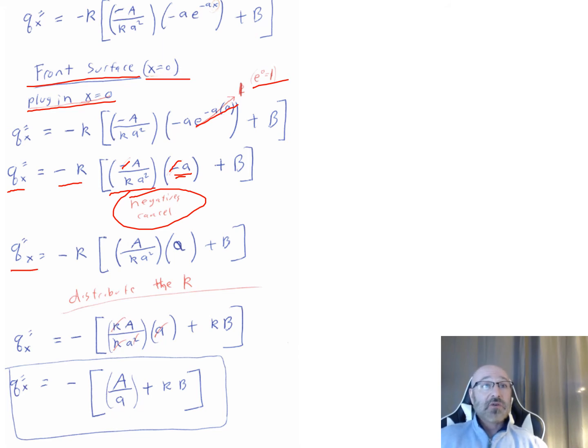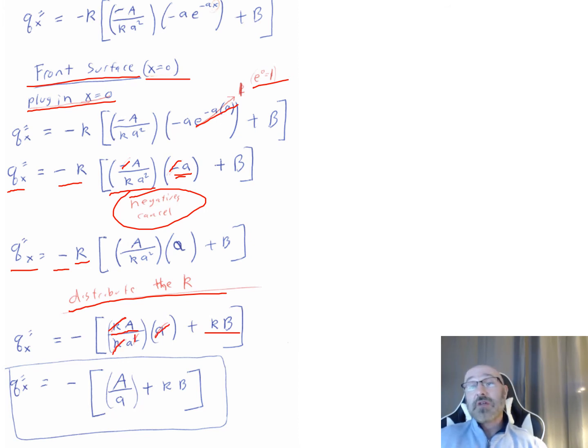Our heat flux is equal to our negative k right here, times now we look at this here of A over k a squared right there, times our a plus b. Well, now let's distribute our k through here. So we can take this k, distribute it through, and this k now comes into the top of this equation, and it comes over here in front of the b. But when we distribute that k, we see a lot of things cancel out now. We can see this k on the numerator cancels the k on the denominator. This a over here cancels the squared from this a here.